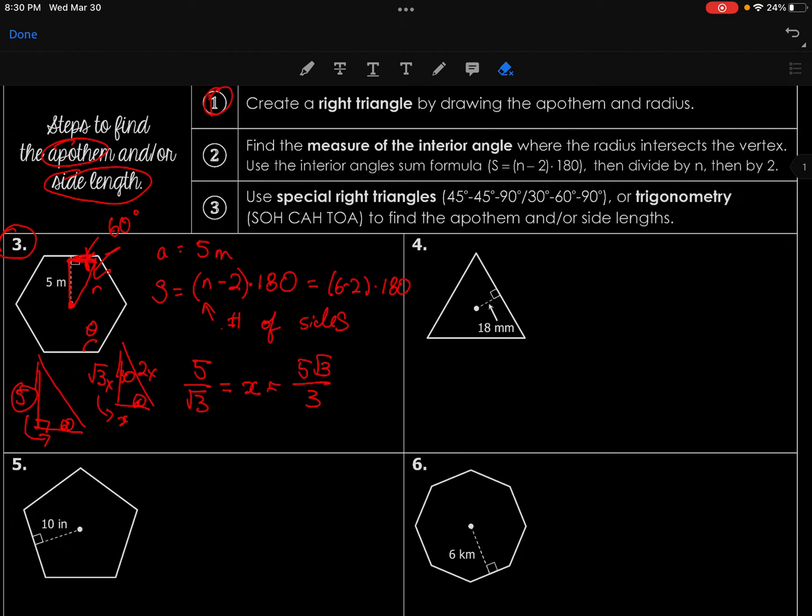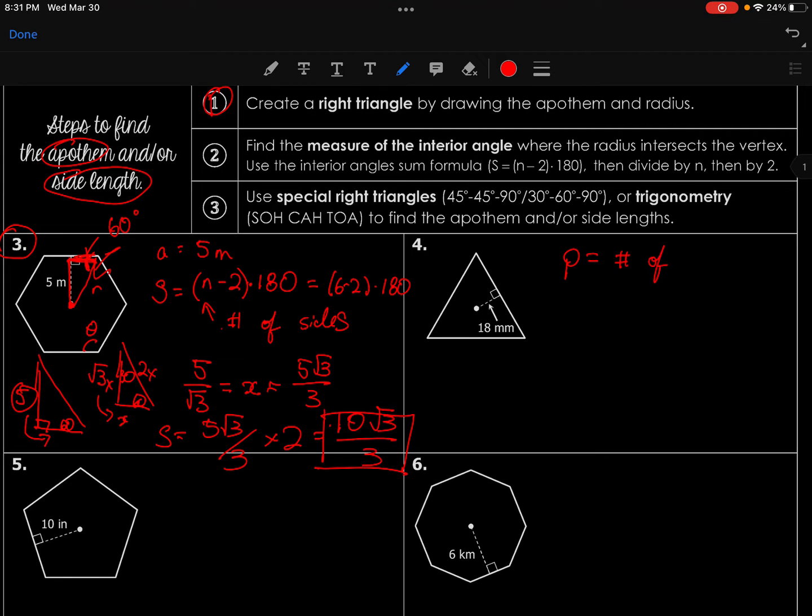Now we have half of a side length. So the full side length, S, is equal to 5 square root 3 divided by 3 times 2, which would give you 10 square root 3 divided by 3. Oh, but we're not done. Now we need to find the perimeter. Perimeter is equal to the number of sides times the side length.